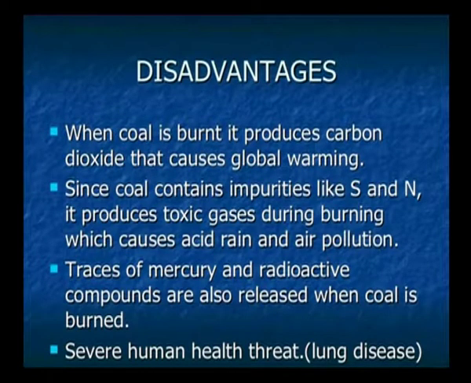The disadvantages: when coal is burnt, it produces carbon dioxide that causes global warming. Since coal contains impurities like sulfur and nitrogen, it produces toxic gases while burning, which causes acid rain and air pollution. Traces of mercury and radioactive compounds are also released when coal is burned. Severe human health threat, especially lung-related diseases.